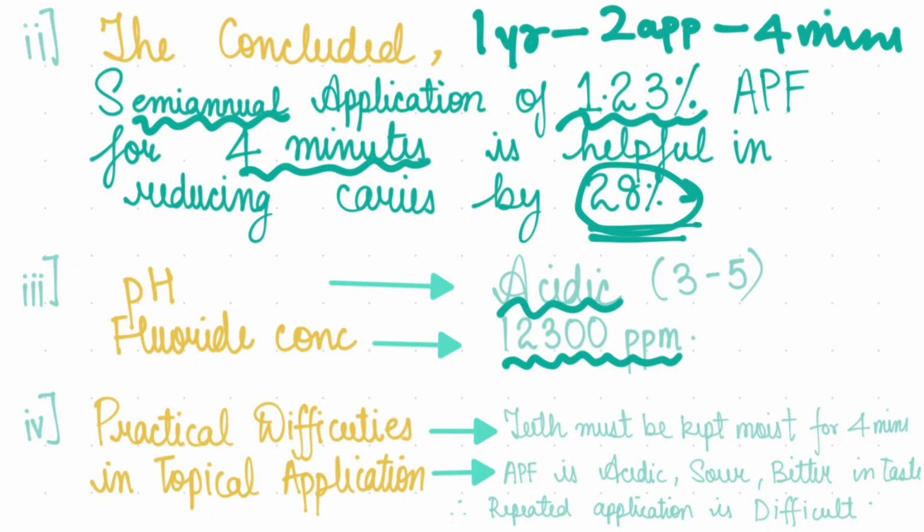The most faced difficulty is that the teeth must be kept moist for 4 minutes. And in children, the patient compliance is difficult. So the teeth have to be kept moist with the gel or the solution for 4 minutes continuously. So this becomes difficult in children. Also, APF is acidic. Since it is acidic, it has a sour or bitter taste. And therefore, repeated application for continuous 4 minutes becomes difficult in children.